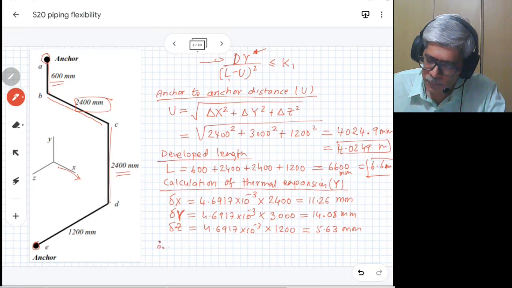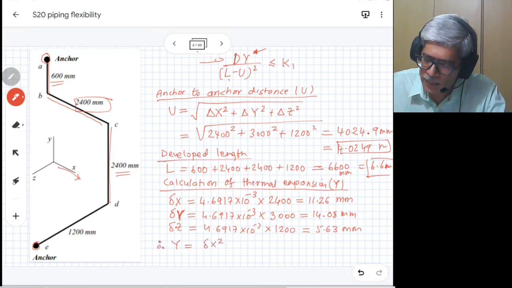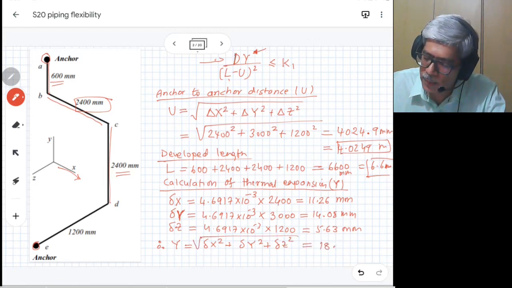So therefore we'll get y equal to the square root of delta x square plus delta y square plus delta z square. So this value comes to 18.89 millimeters.